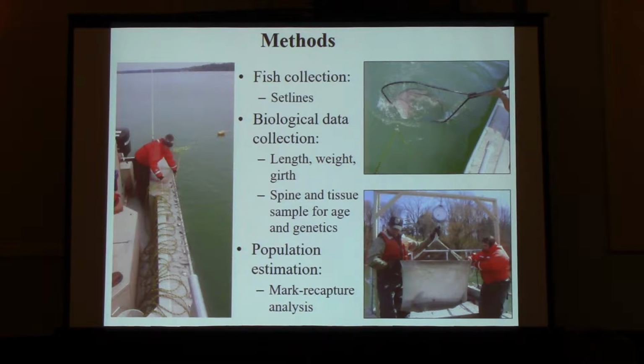Our methods: we collect our fish using set lines. These set lines are around 250 feet long. They have 25 baited hooks on them. We set them in the morning, we leave them out overnight, and we collect them the following morning. When we collect the fish, we collect all the normal biological data: length, weight, girth. We take a spine sample for aging, and we do tissue for genetics. And each fish is scanned for marks or tags, and we apply a PIT tag to uniquely identify them.